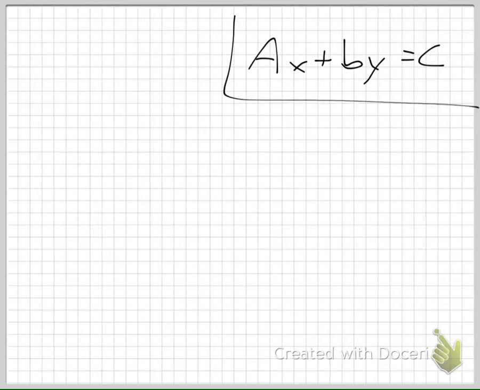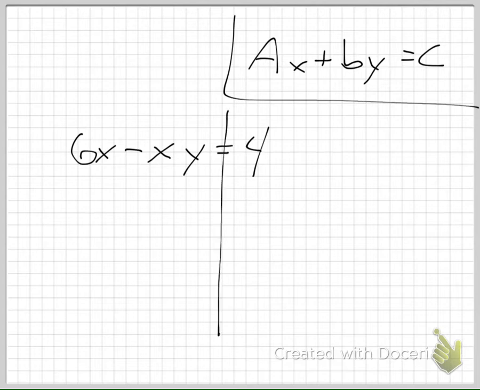Okay. I'm going to put this back up here. Ax plus by equals c. I'm going to leave that there for you to see. I'm going to give you another question, and you tell me this. 6x minus xy equals 4. Here's the deal. Ready? Line down the equal sign. Is this currently written as x plus y equals a number?